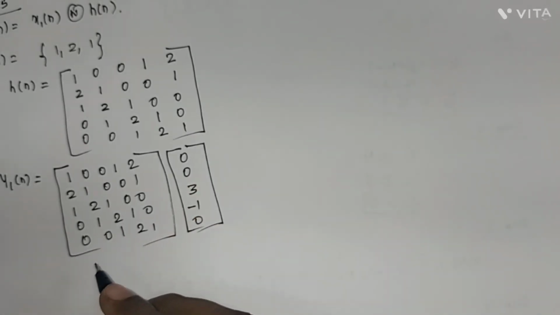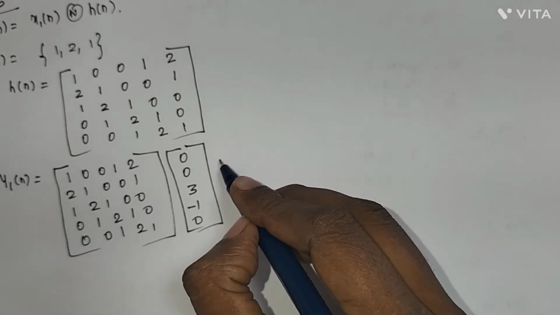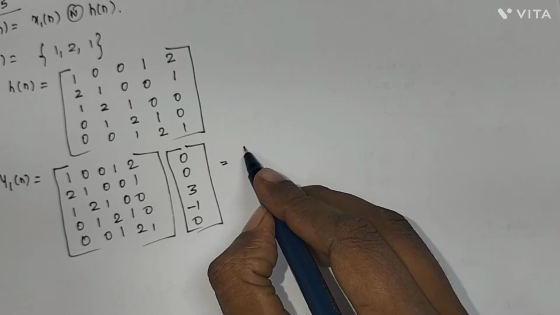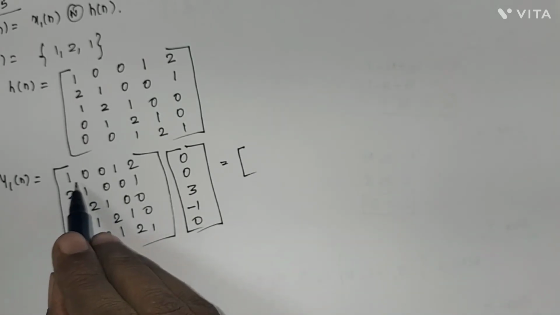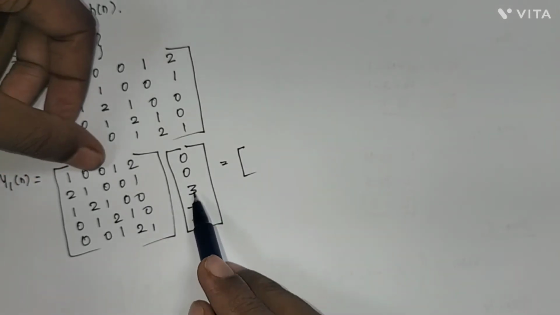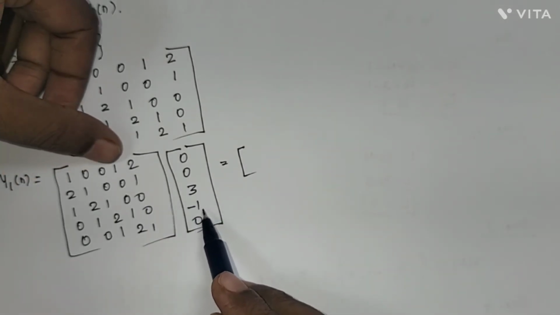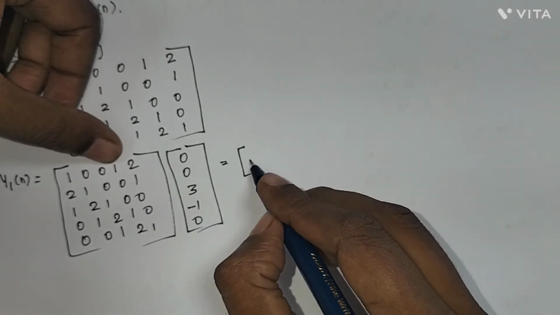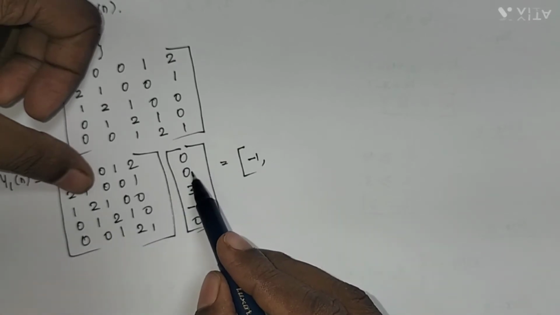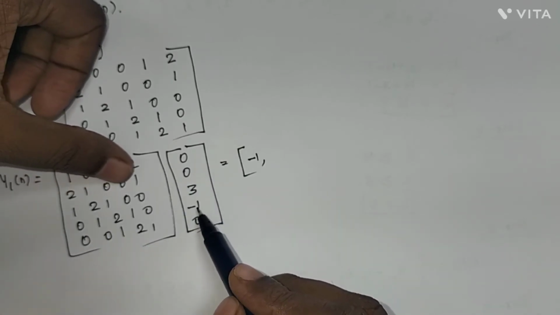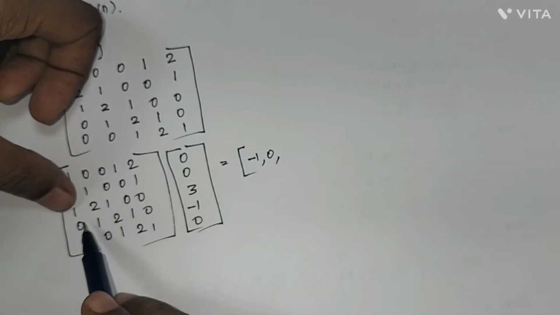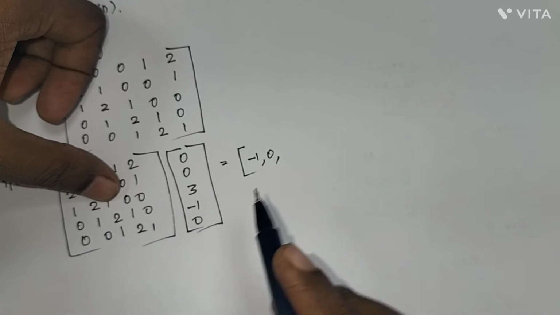So what is the value for this? Just multiplication. 1 into 0, 0, 0 into 0, 0, 0 into 3, 0, 1 into minus 1, 2 into 0, 0, so minus 1. And similarly, 2, 0, 1, 0, 3, 0, minus 0 and 0. And this one, 0, 0, 3, and then 0, 0.